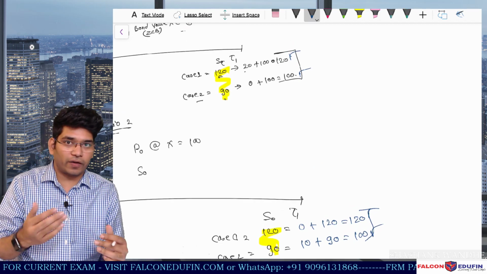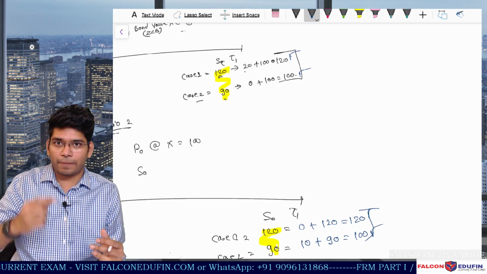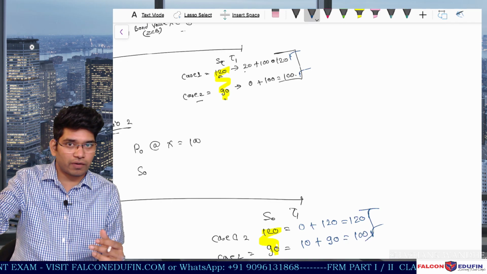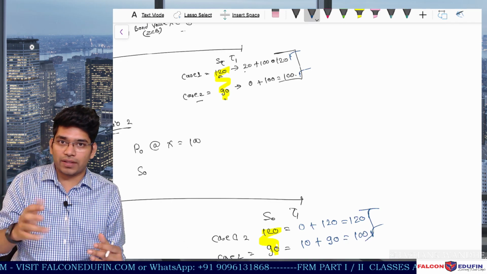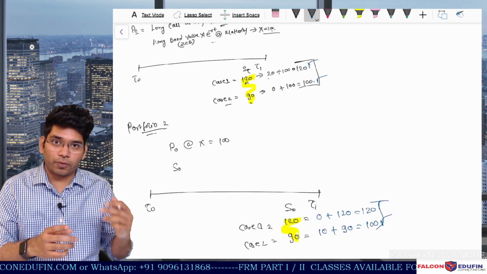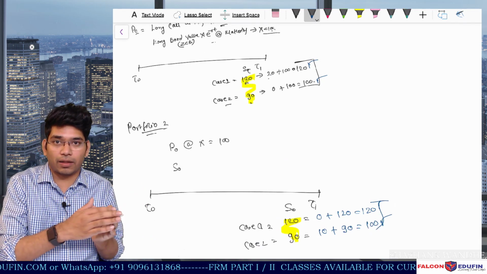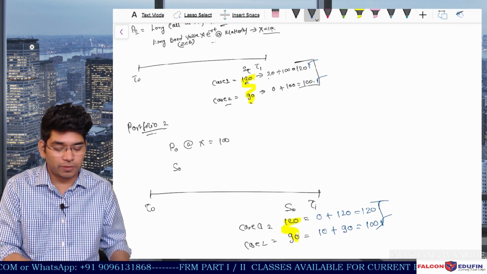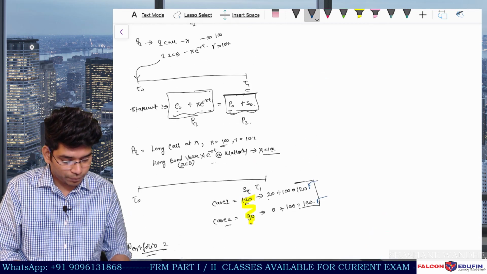So you can build different cases, take different underlying prices, so 100, 120, 130, 140, 150 like that, and see what happens. You will find that this is exactly the same, meaning portfolio 1 and portfolio 2 are producing exactly similar payoff in future. Hence these portfolios should be priced equal.